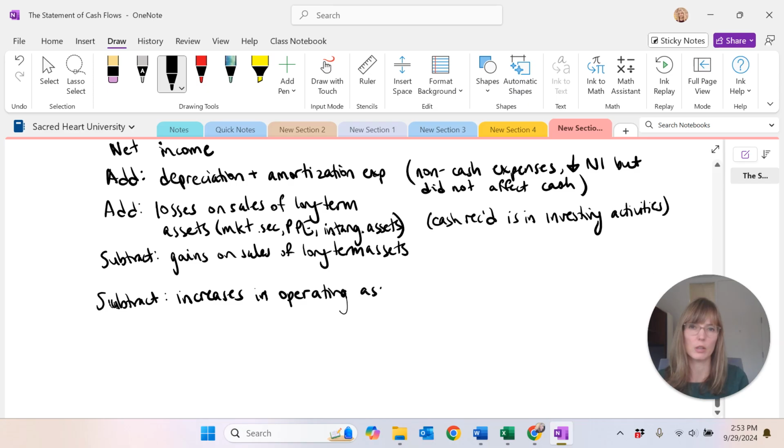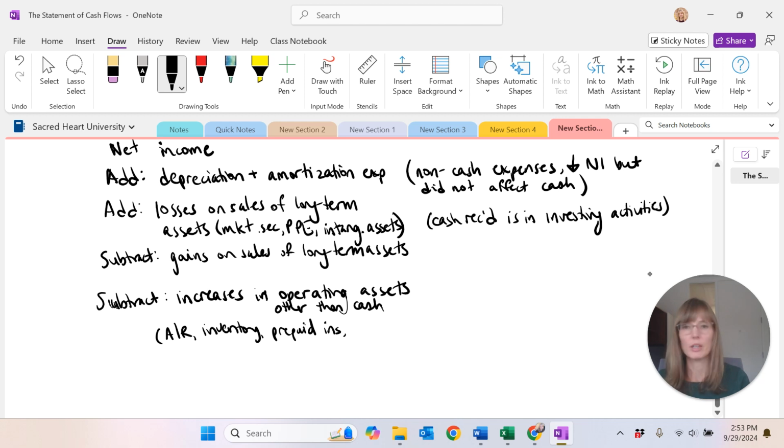Okay, so what are we talking about with these operating assets? Accounts receivable, inventory, supplies, prepaid assets, let's say prepaid insurance, prepaid rent, prepaid taxes. Notes receivable would not be included because they would be considered investing assets. Marketable securities, only if short-term, if long-term, they would be in the investing section.